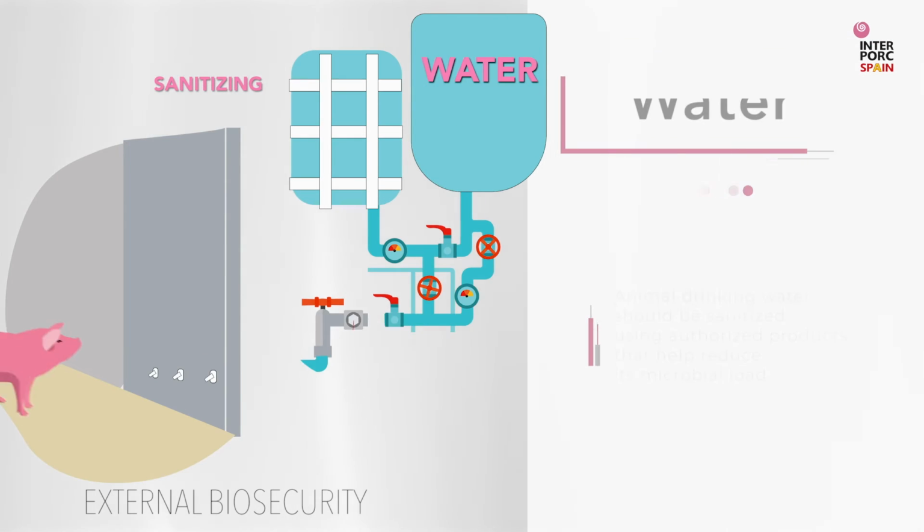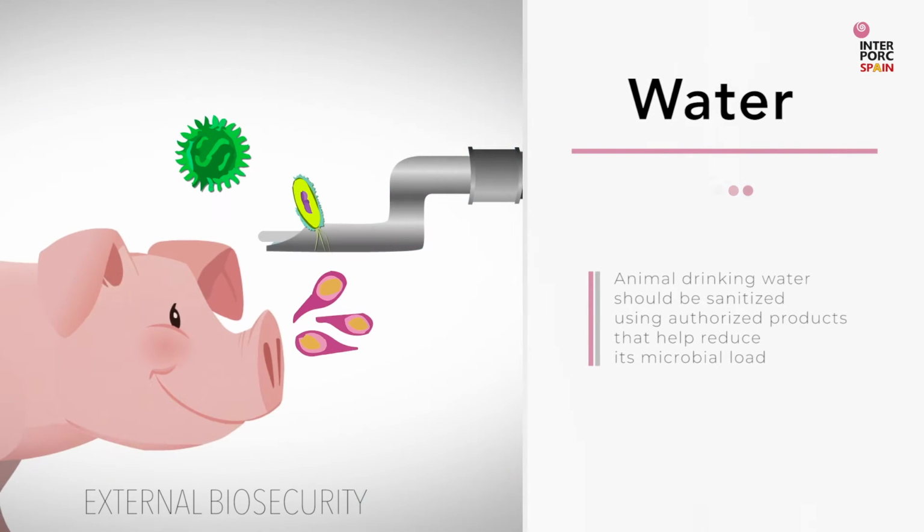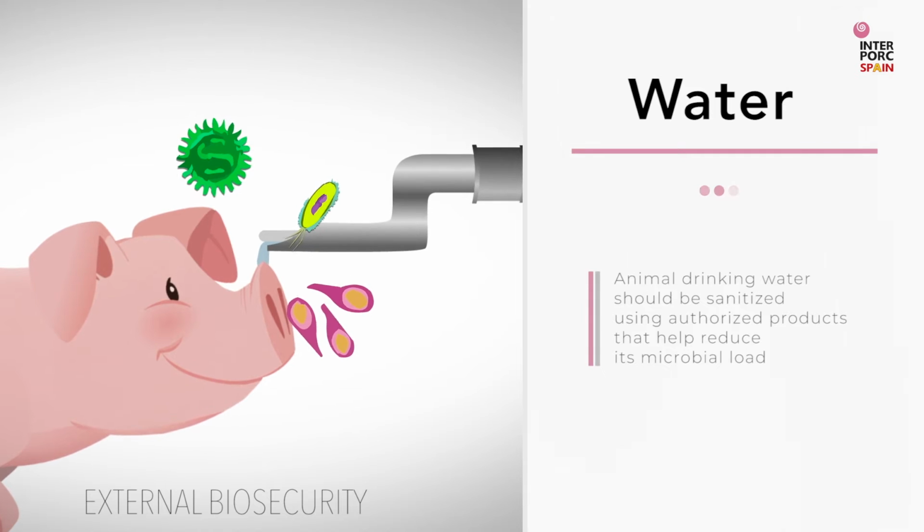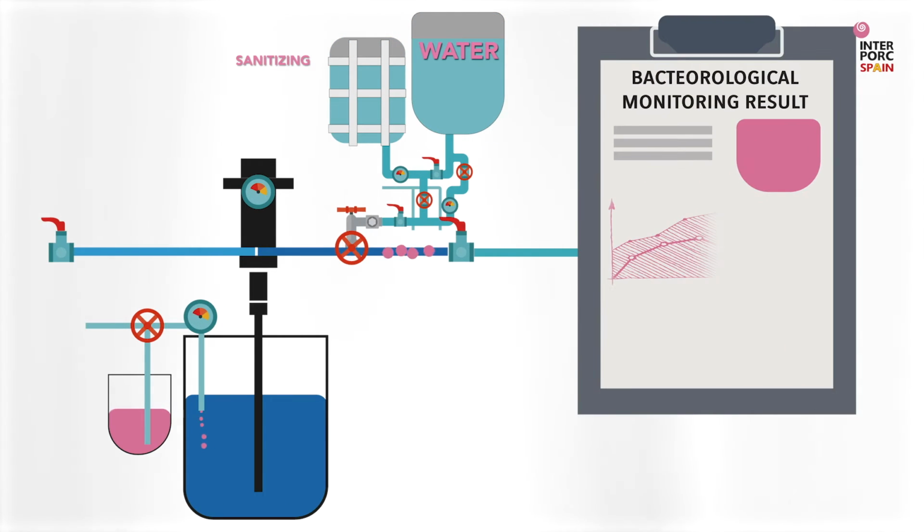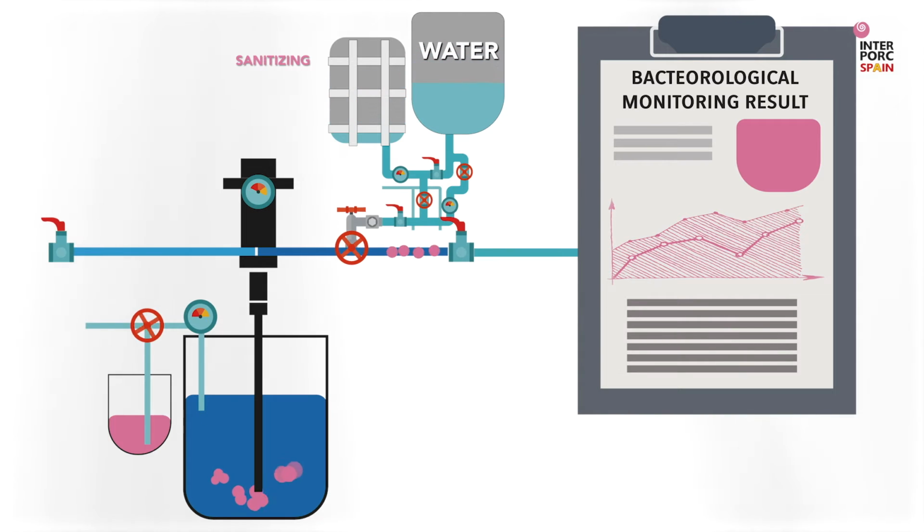Water. It is important for animal drinking water to be kept clean by using authorized products that help reduce its microbial load and for routine checks to be carried out to confirm the effectiveness of the product and its use.